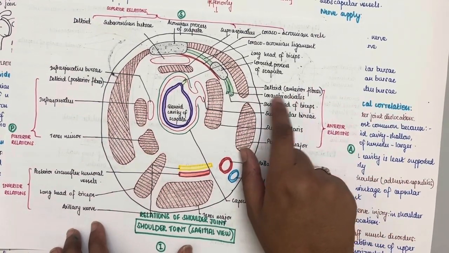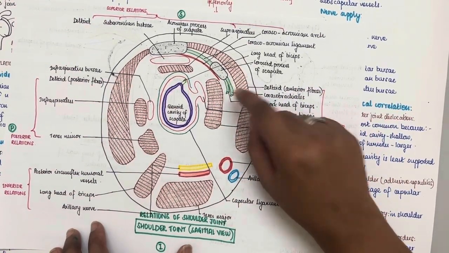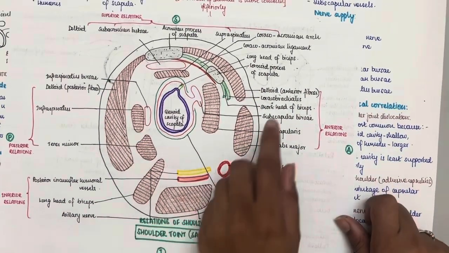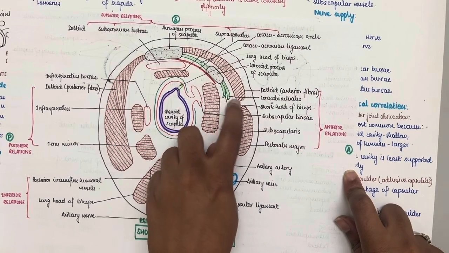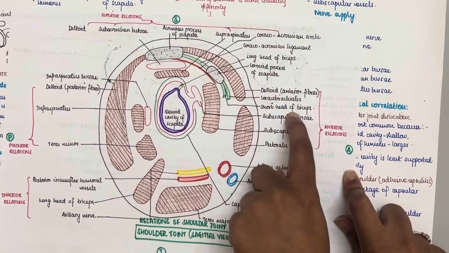And then coracobrachialis, this is the coracobrachialis. And then there is short head of biceps. This is the short head of biceps. This long thing is coracobrachialis, and this is short head of biceps.